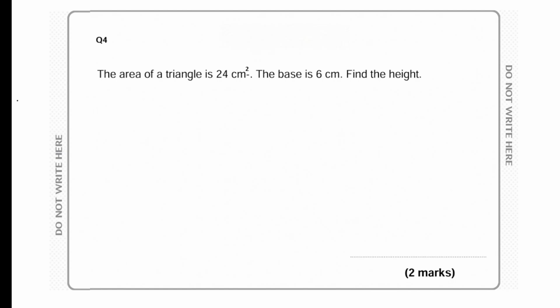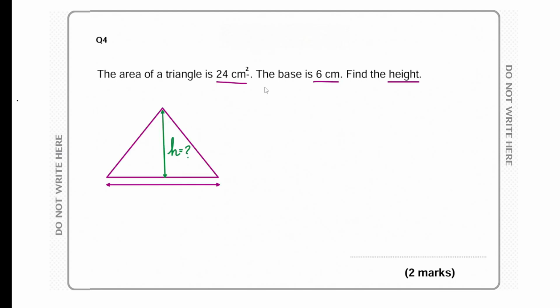Now here you can see the fourth question. Pause the video and give it a try. The area of a triangle is 24 square centimeters and the base is 6 centimeters. What is the height? Let's draw a diagram. So the question says that the base is 6 centimeters and the area is 24. What is the perpendicular height?